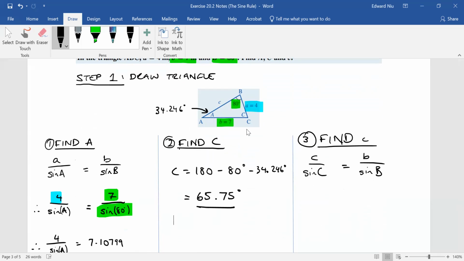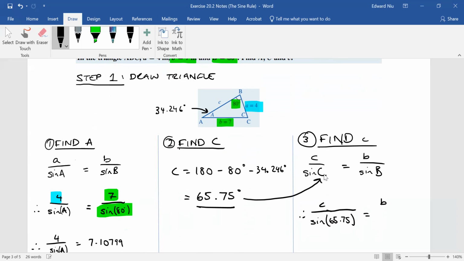All right, so that's angle C. And what you notice is we actually have to find this angle C before we can find little c, because otherwise this here is going to be blank. So what we can do now is use our answer from step 2 to find our answer for the side length little c. All right, so plug in the values. Little c we don't know, but now that we know big C is 65.75, we can figure out the remaining.